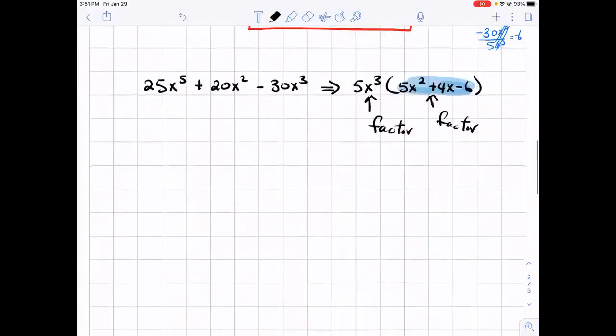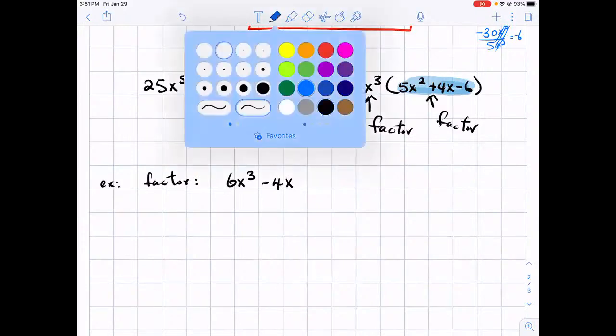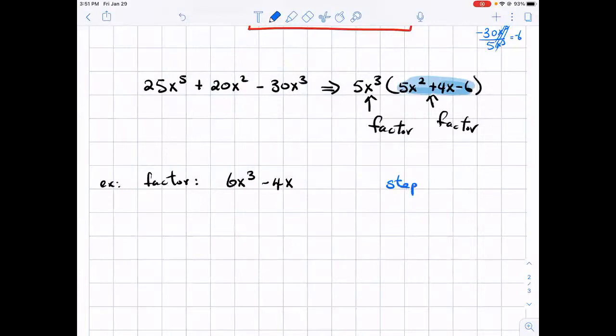So let's look at another example. Suppose I ask you to factor 6x cubed minus 4x. So step 1, we can write this at the side. Step 1, find the GCF. So what's the GCF?